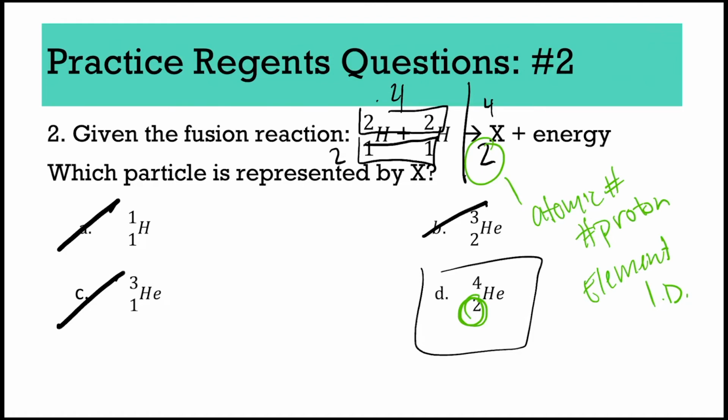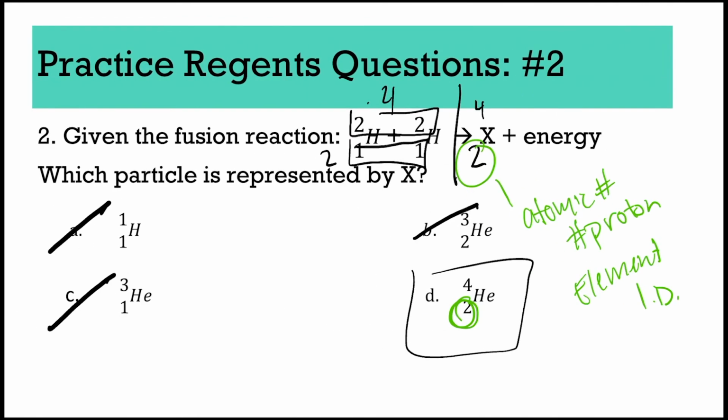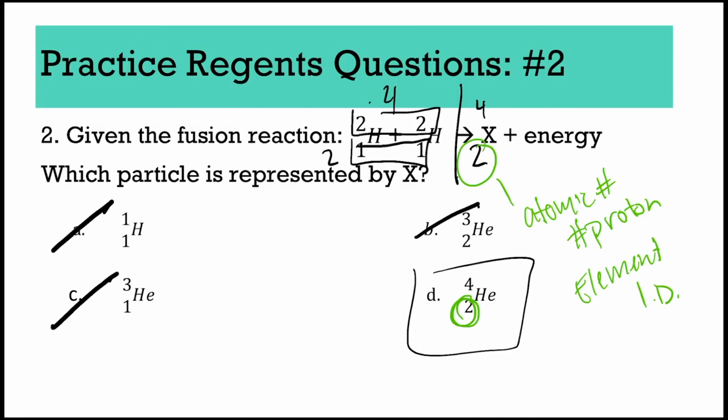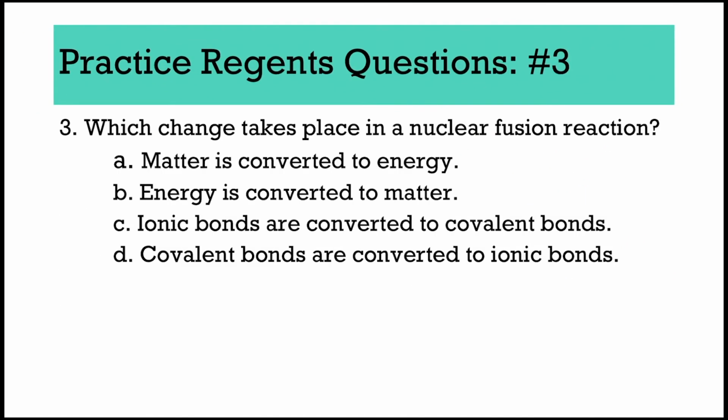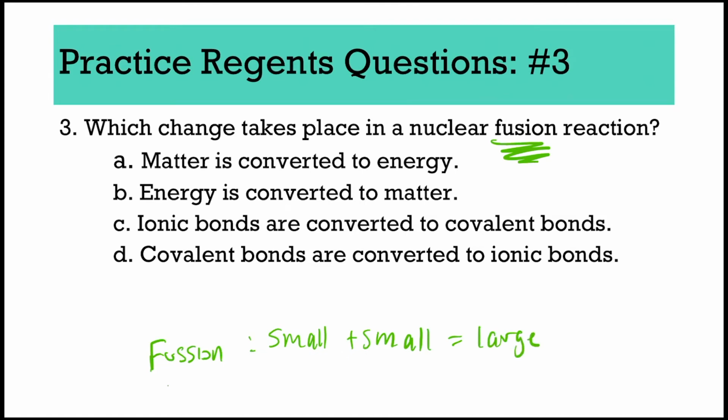Moving forward, number 3. Okay, so number 3 reads, which change takes place in a nuclear fusion reaction? A, matter is converted to energy. B, energy is converted to matter. C, ionic bonds are converted to covalent bonds. D, covalent bonds are converted to ionic bonds.